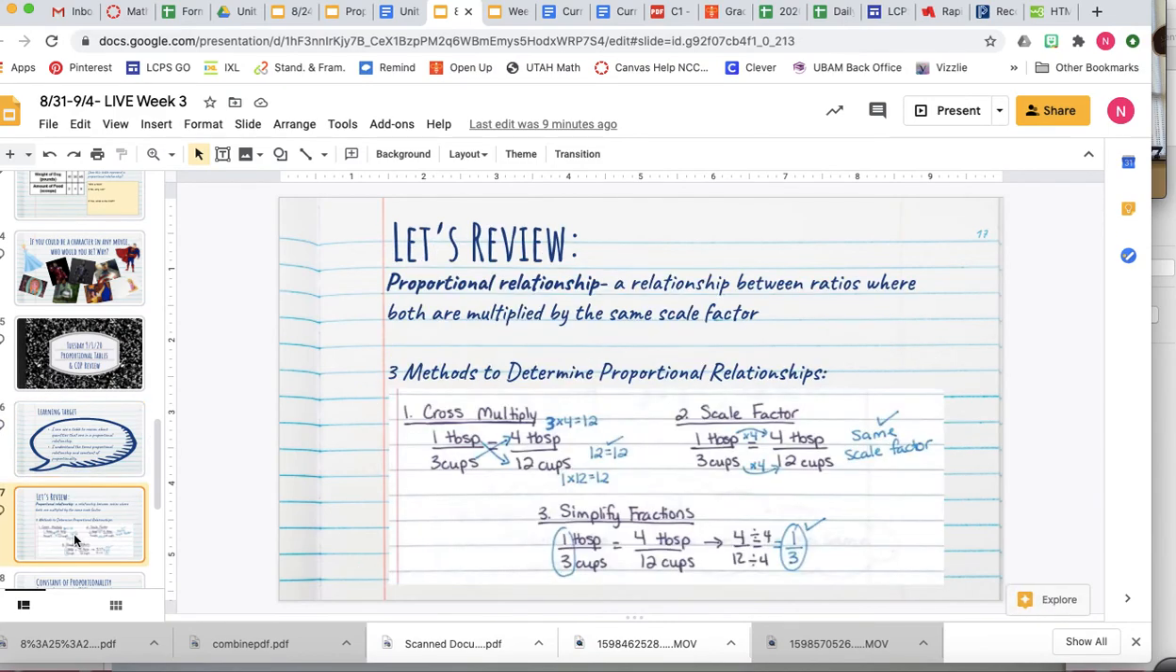I know that we've talked about this before, but let's just review 3 ways that we can determine a proportional relationship. We can cross multiply, or use what you guys call the butterfly method, and make sure that our products are equal. We can use the scale factor for the numerator and denominator and make sure they're the same. Or we can simplify fractions or find the unit rate for those fractions and make sure those are the same to tell if they're proportional.